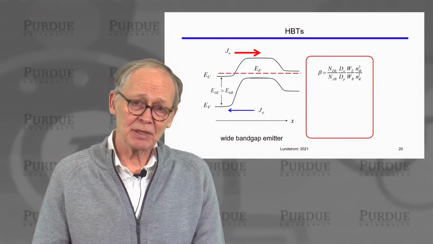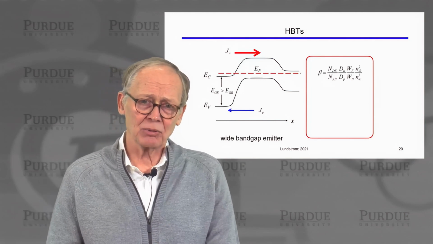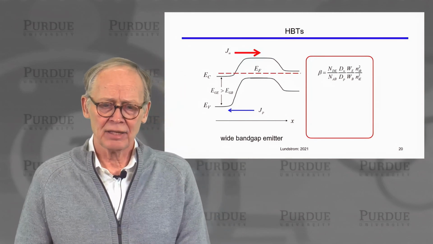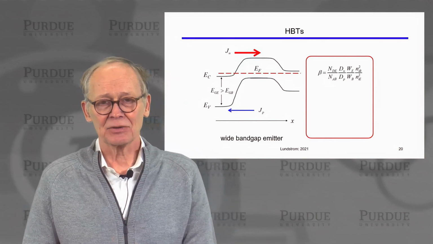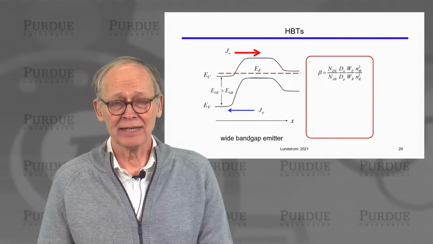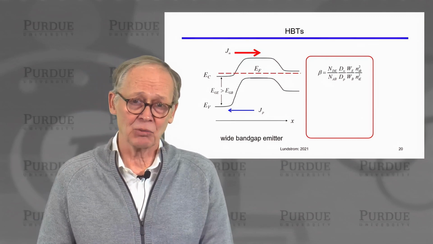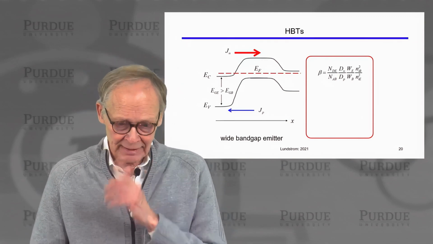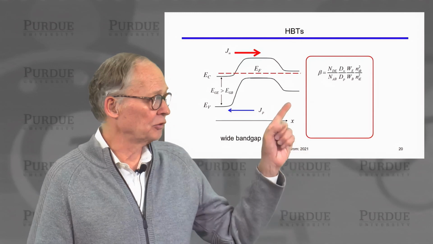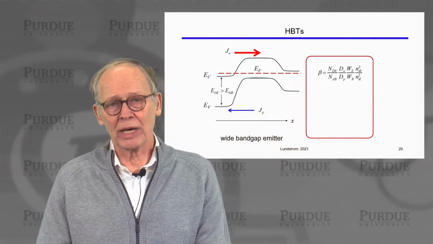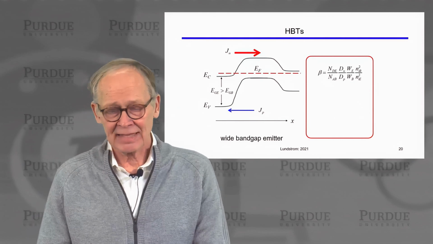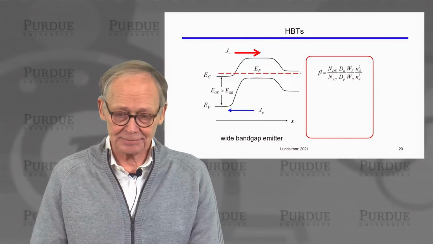All right, so we're talking about bipolar transistors. Most bipolar transistors used today are referred to as HBTs. The H means a heterostructure bipolar transistor, a bipolar transistor made from more than one semiconductor. And the easiest thing to do is to make the emitter out of a semiconductor that has a wider band gap than the base. Now, what's the advantage of doing that?